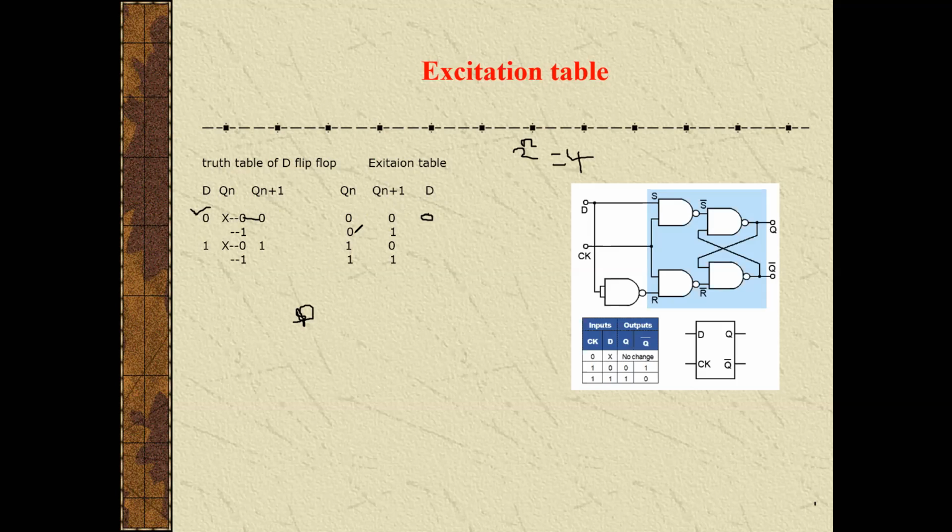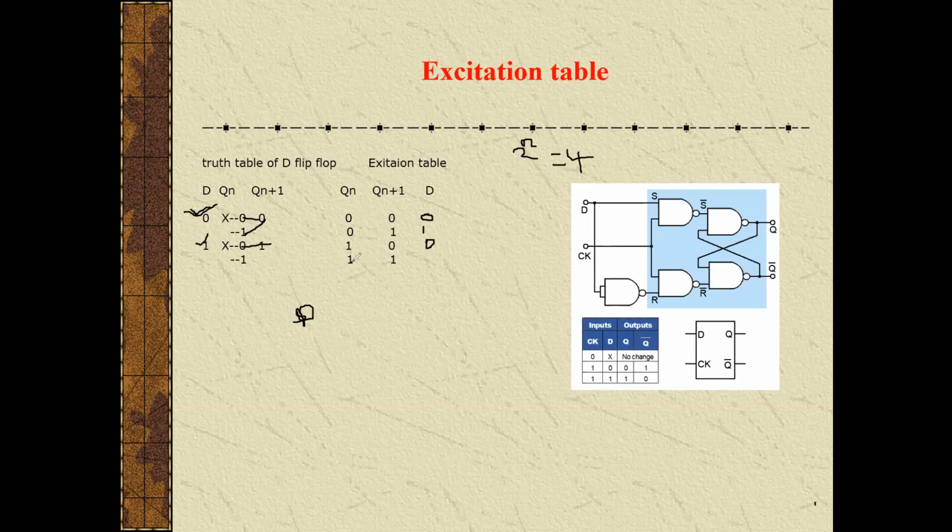Now, if the present state is 0 changing to 1, so 0 to 1 is where the state is changing. What should be the input? The input is D, so at this time we have to provide the input D here. Now the state is changing from 1 to 0. 1 to 0 is changing at what input? At the input D = 0.